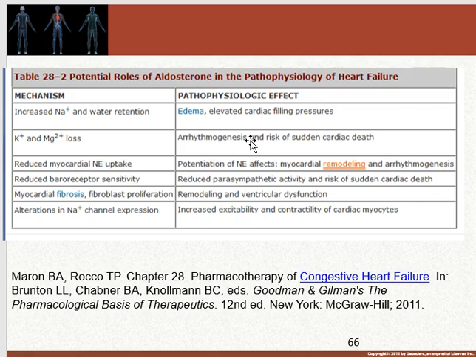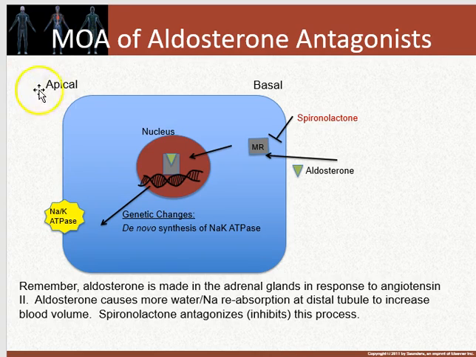That comes from the remodeling that's associated with this compound. So lots of different pathophysiological processes that contribute to heart failure are attributed, at least in part, to what aldosterone does systemically. And the way in which this works, here's the apical cell, here's the basal portion of the cell. Aldosterone comes in, it binds to its mineralocorticoid receptor, which translocates from the plasma membrane to the nucleus. This produces a nuclear change and different genetic changes that essentially produce de novo synthesis of certain receptors and proteins and enzymes. The example here would be the sodium-potassium ATPase.